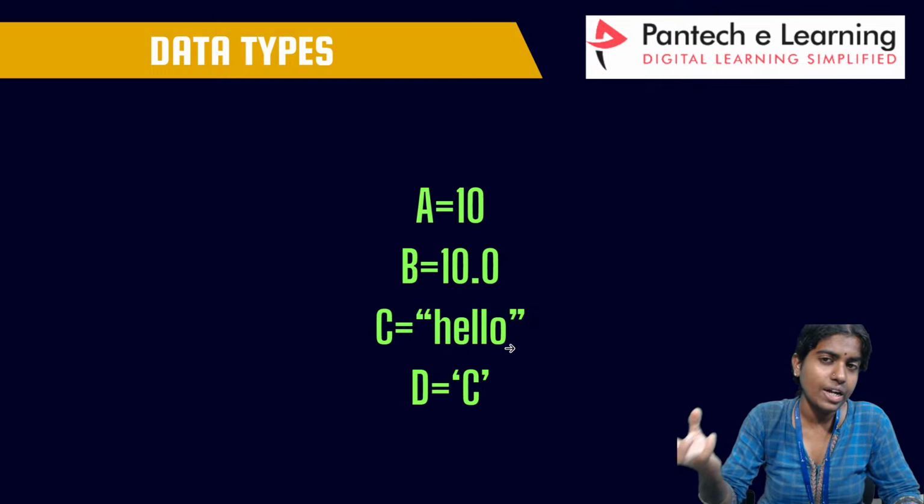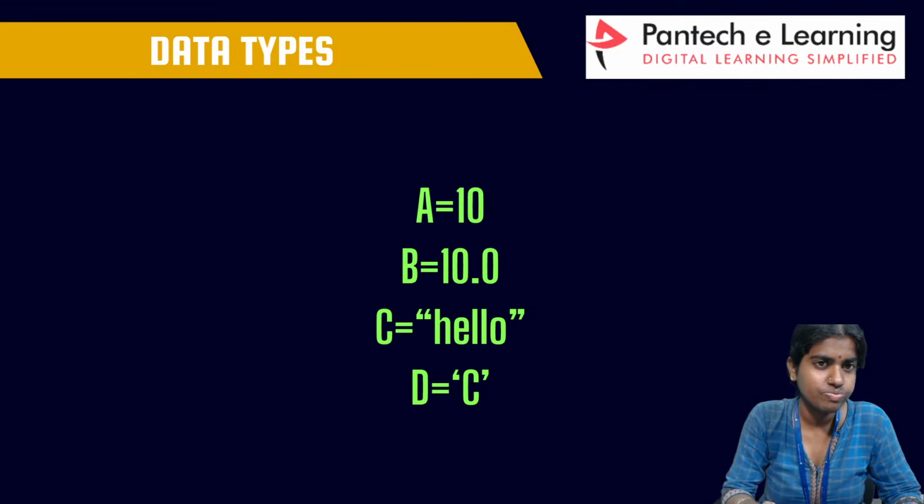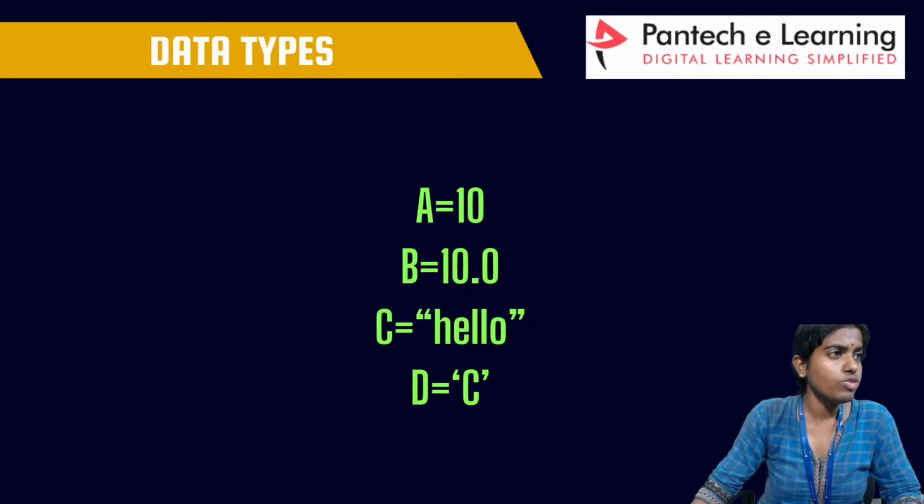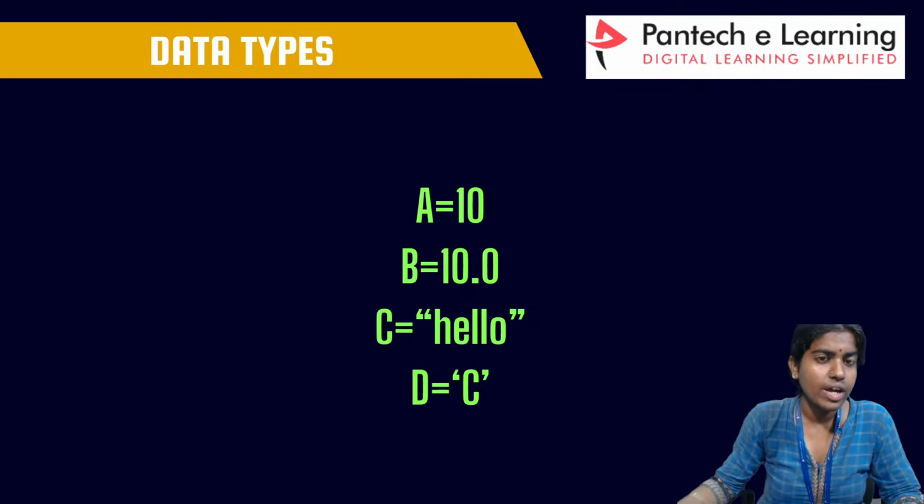So what do you mean by a data type? Variables are nothing but named memory spaces. They are used to hold some values. And what do you mean by a data type? It specifies the type of data that a variable can hold. That is the main use of going for data types. We have different data types available in Python language.